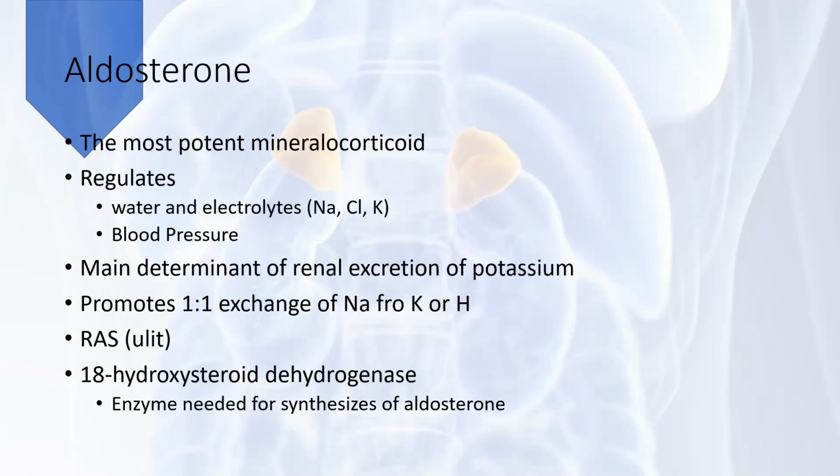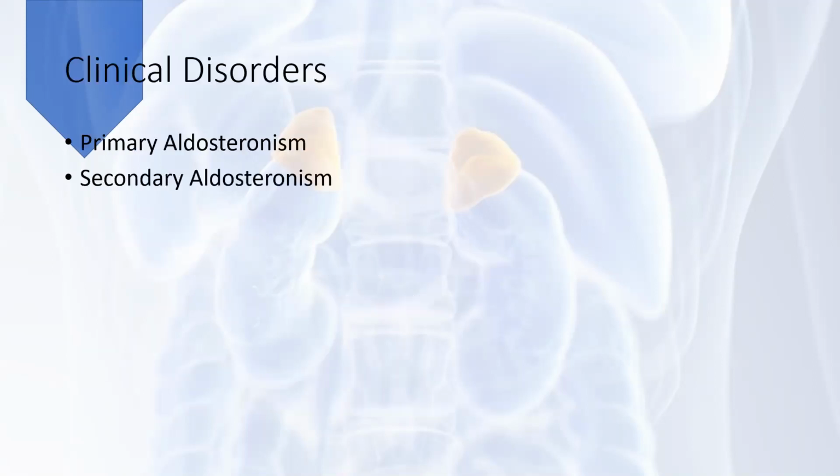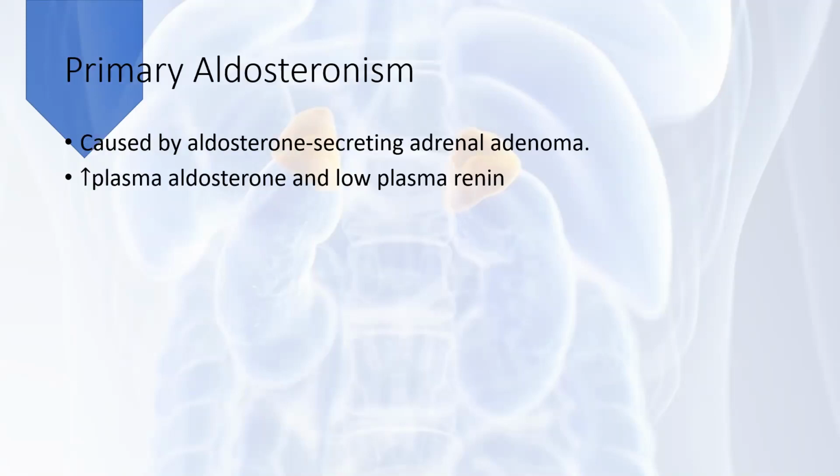Okay? Now, we have what we call the 18-hydroxysteroid dehydrogenase, which is an enzyme needed for the synthesis of our aldosterone. Saan nagsisynthesis ang aldosterone? Sa zona glomerulosa, the G zone, 15%. Okay. Kung may problema tayo sa cortisol, dapat may problema din tayo sa aldosterone natin. Hindi pwedeng wala. Na meron tayong primary aldosteronism and secondary aldosteronism. Ano po yan? Kapag sinabi nating primary aldosteronism, it is caused by aldosterone secreting adenoma.